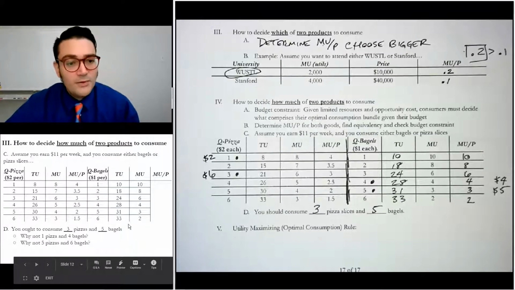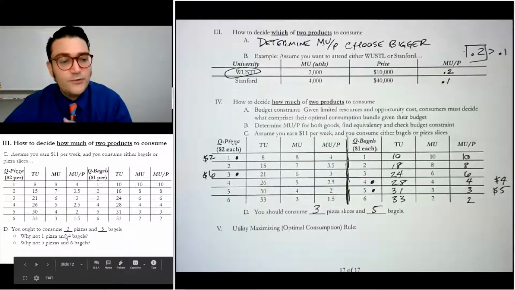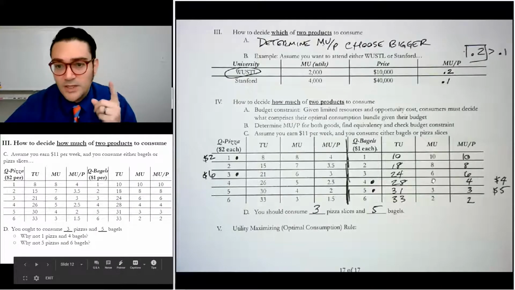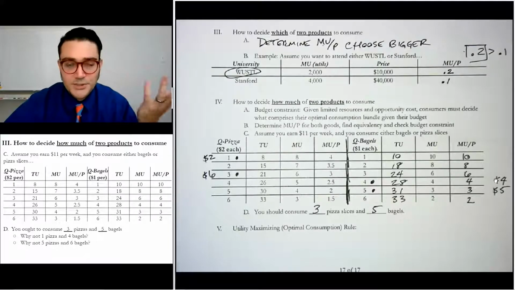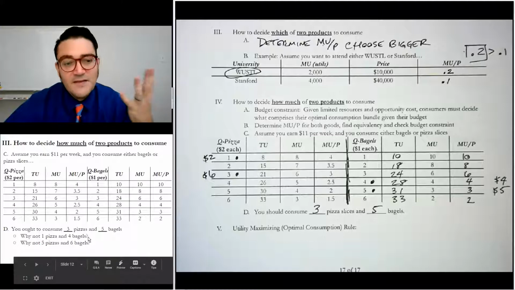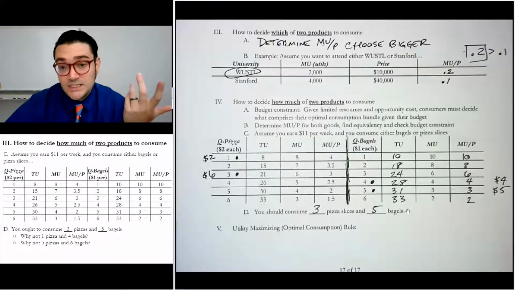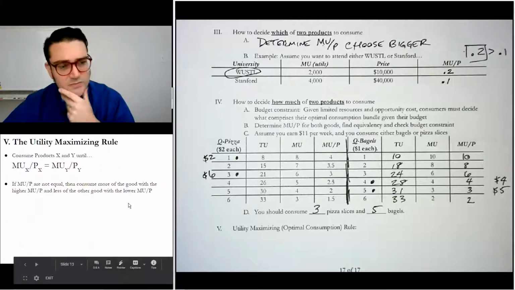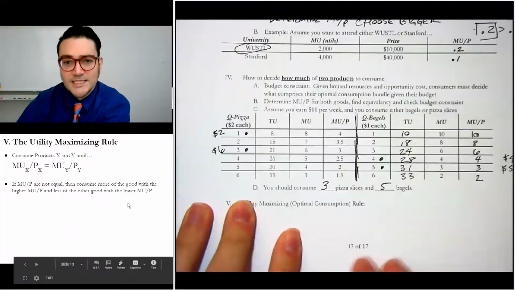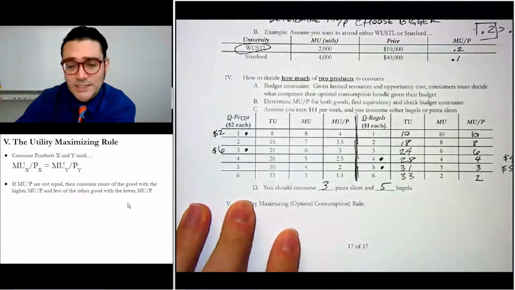Okay. Now, why would you not consume, before we go too far in this, 1 pizza and 4 bagels? Well, thinking about that, we already established you wouldn't buy 1 pizza and 4 bagels because you're not using your whole budget. Why not 5 pizzas, right? 5 pizzas and 6 bagels, which would give you 63 total utility. Well, you can't afford that, so that's not okay either.